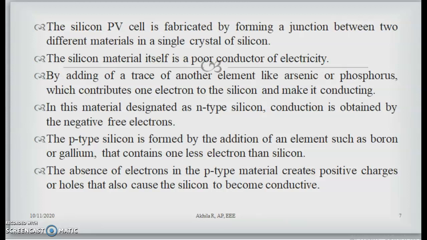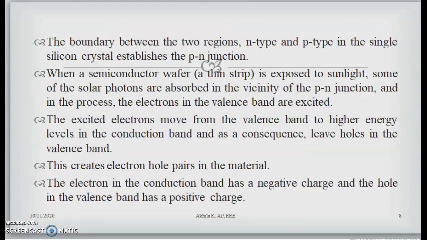And that type is known as the n-type silicon, where the conduction is obtained by the negative free electrons. And you have another type, which is the p-type silicon, and for that the dopant, meaning the impurity that you add, is boron or gallium, which is going to contain one less electron than the silicon. So that is how you form this n-type silicon and p-type silicon using doping. So the absence of electrons in the p material creates positive charges on holes, so that the silicon also becomes conductive. Now the boundary between the two regions, n-type and p-type, in a single crystal establishes the p-n junction.